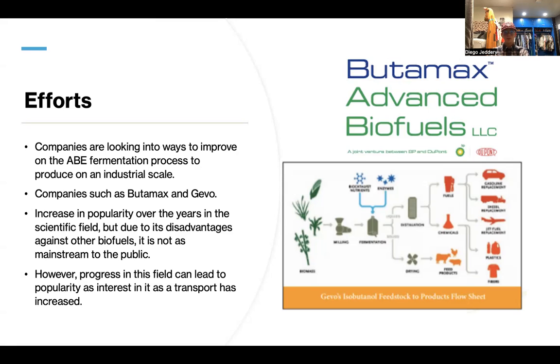Now, progress in this field can lead to more increased popularity, as there is interest for it as a transport fuel. Now, currently, butanol could be used around 16 to 25% with gasoline, but scientists are trying to find ways where it can be used at 100%. Right now, that is not available.